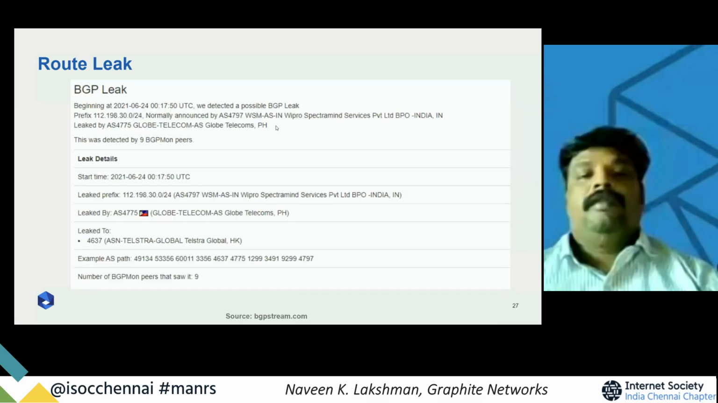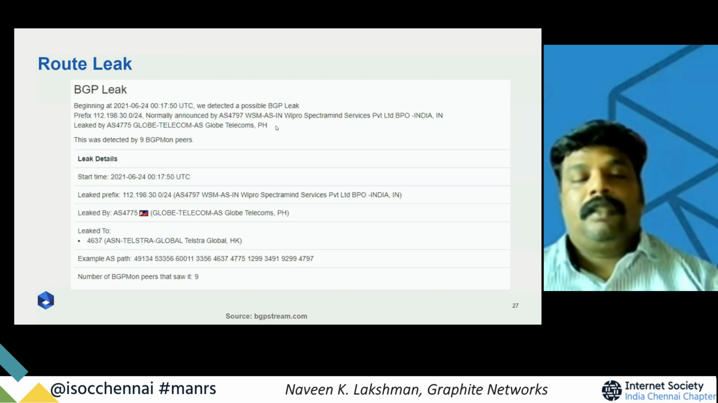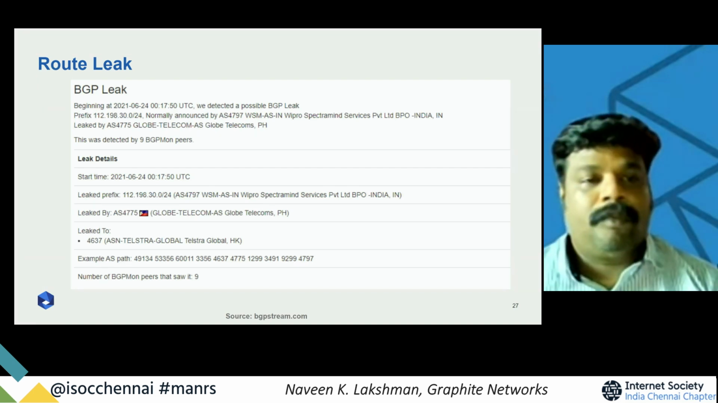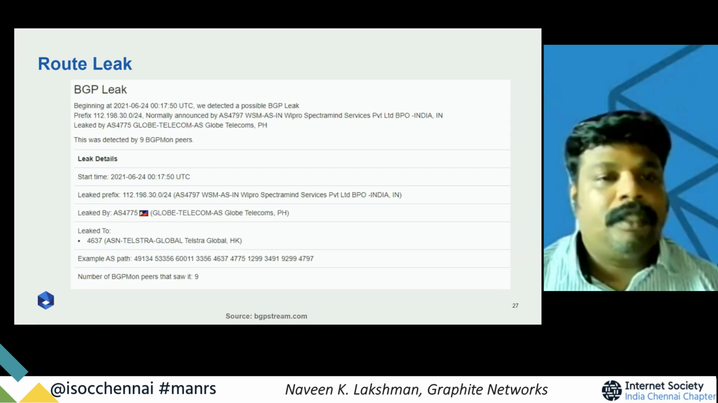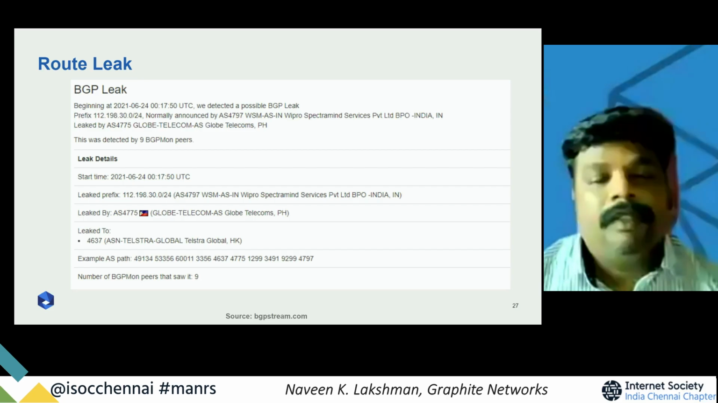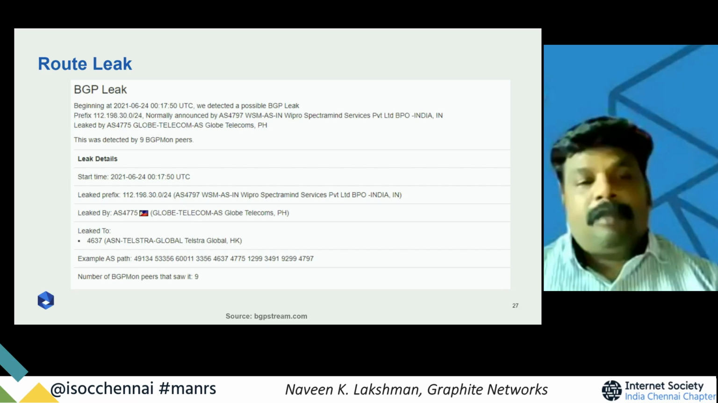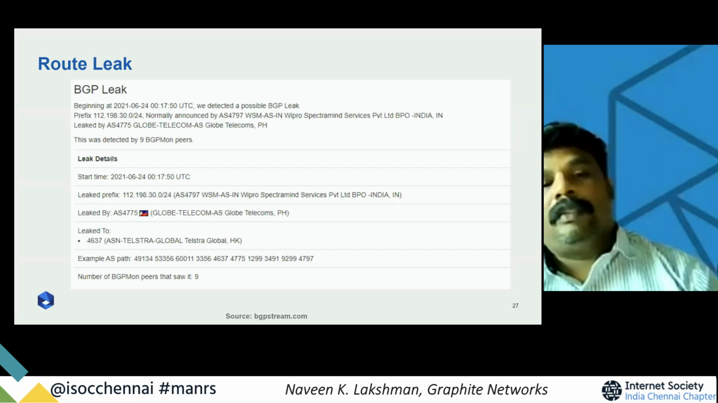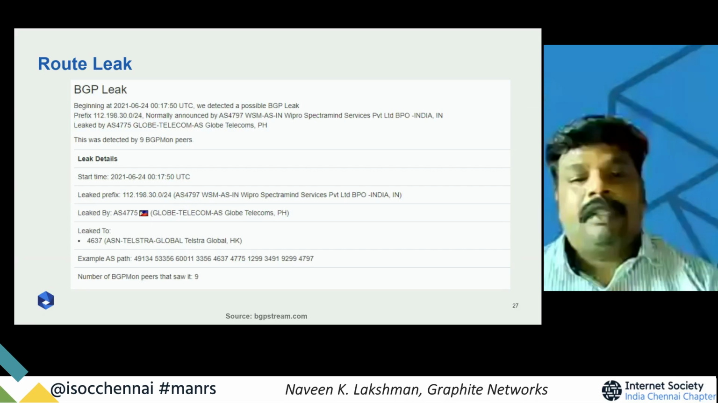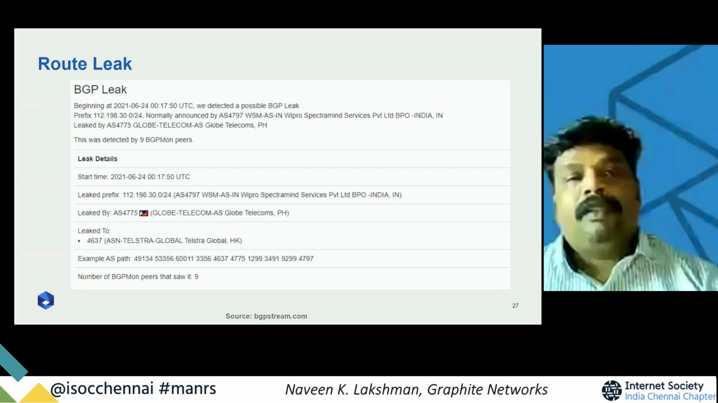A classic case of this is where 112.198.30.0/24, which is owned by Wipro Spectranet, was leaked by Globe Telecoms, having AS number 4557, and it leaked to Telstra Hong Kong, and it was detected by the BGP system. So this is a case of a leak.